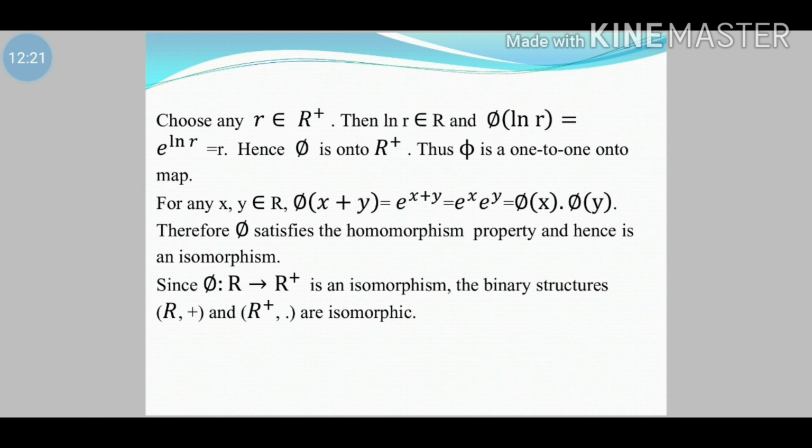Next, we want to prove that phi is onto. For that, choose any r belongs to R plus. Then log r belongs to R, and phi of log r is equal to e raised to log r, which is equal to r. Hence, phi is onto. Thus, phi is a one-one onto map.